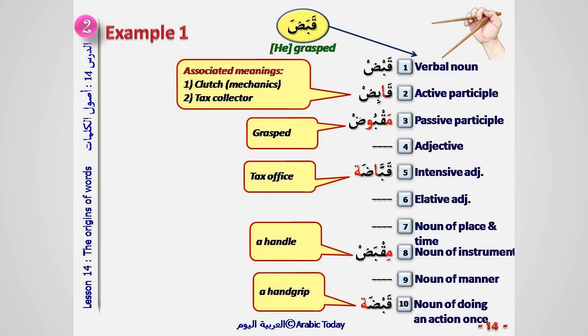Now we focus on the derived noun patterns. The active participle قابض can mean a clutch or a tax collector.